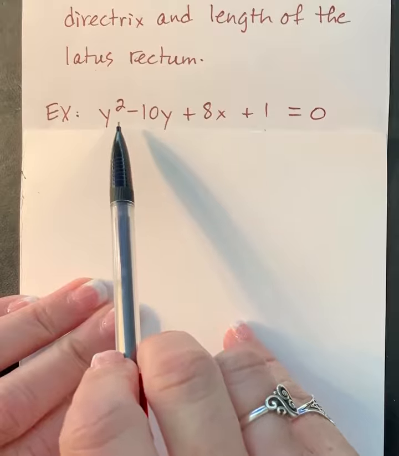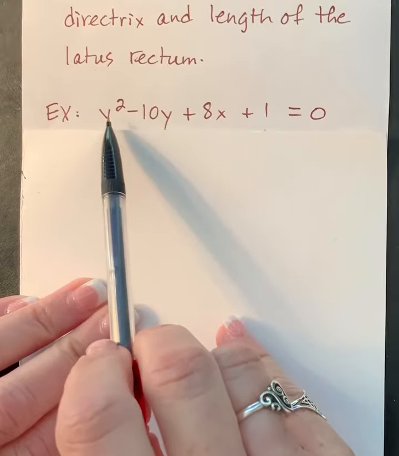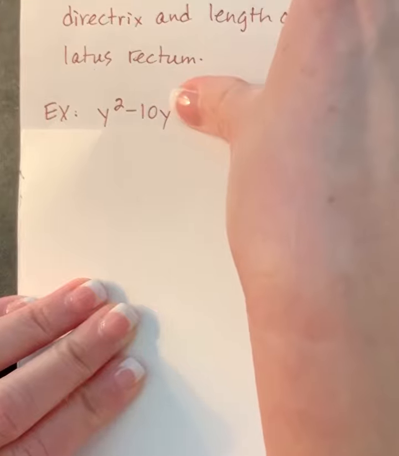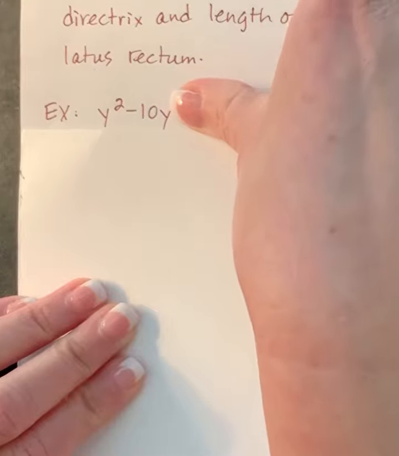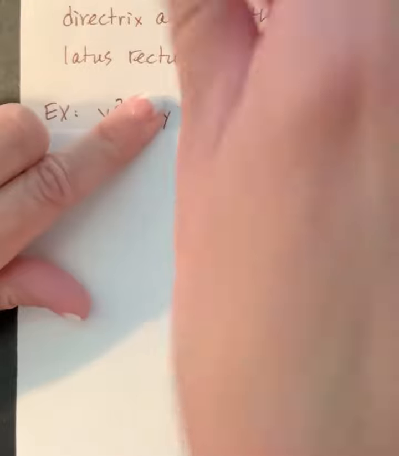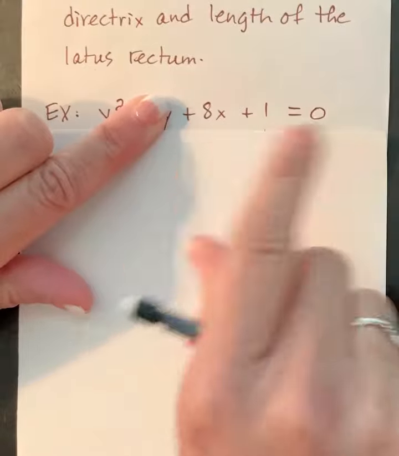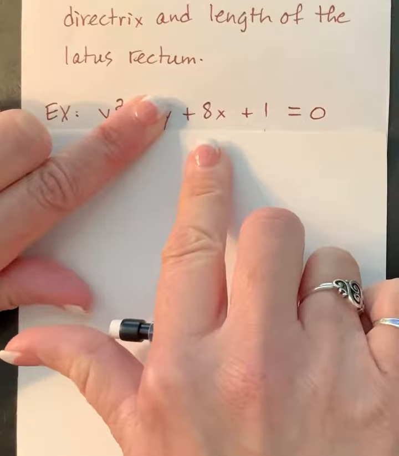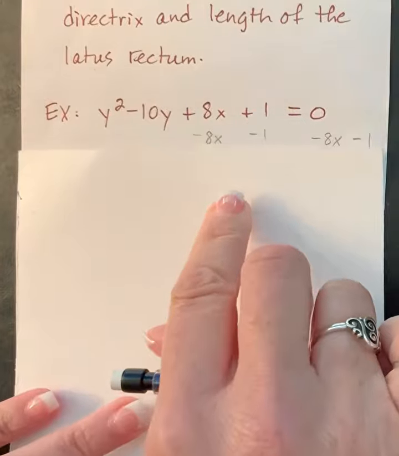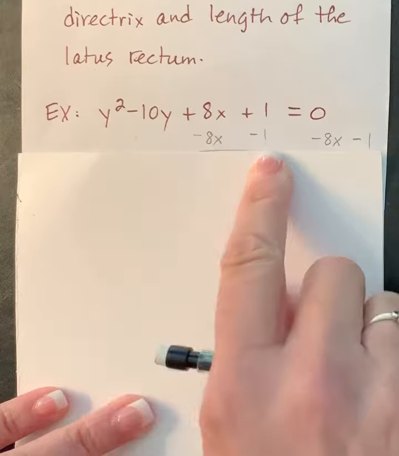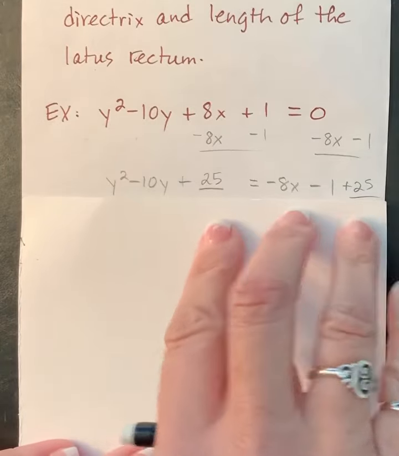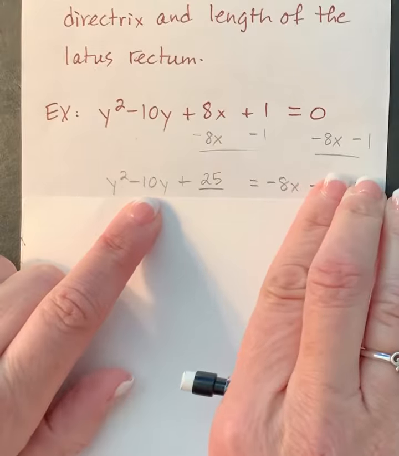Now, only one of the variables is squared. In this example, it's y. So you'll be completing the square on y squared minus 10y to make that a perfect square trinomial. x has no square. So basically, we're going to move those to the other side. So we'll subtract 8x and subtract 1 from both sides. And then we'll complete the square on the y squared minus 10y.